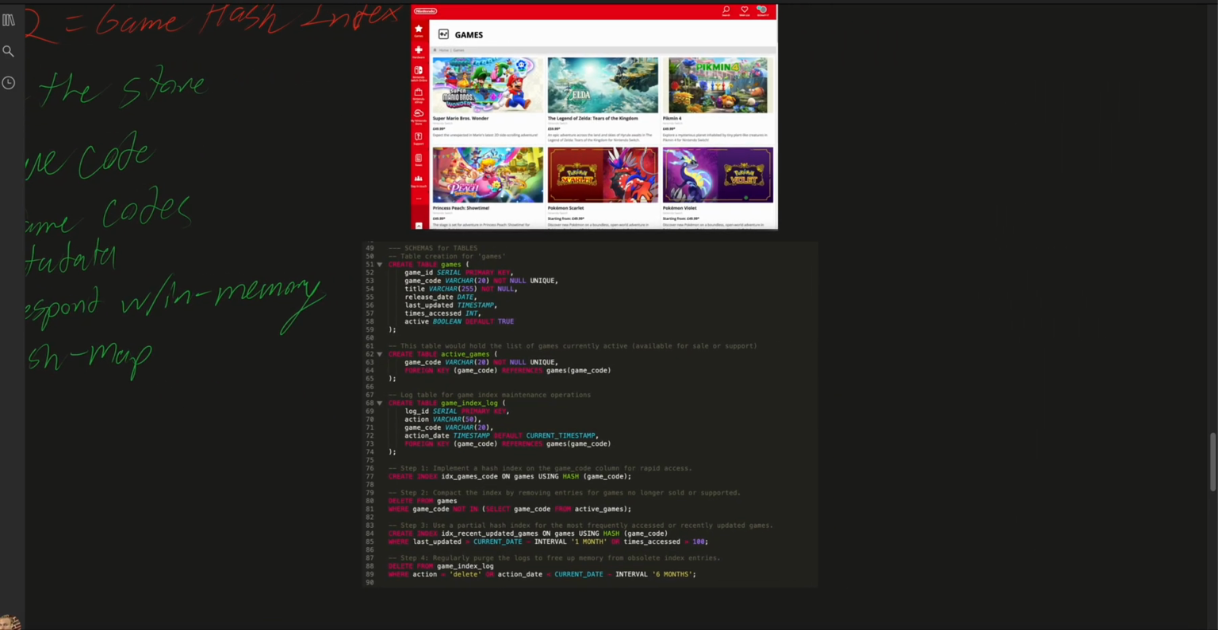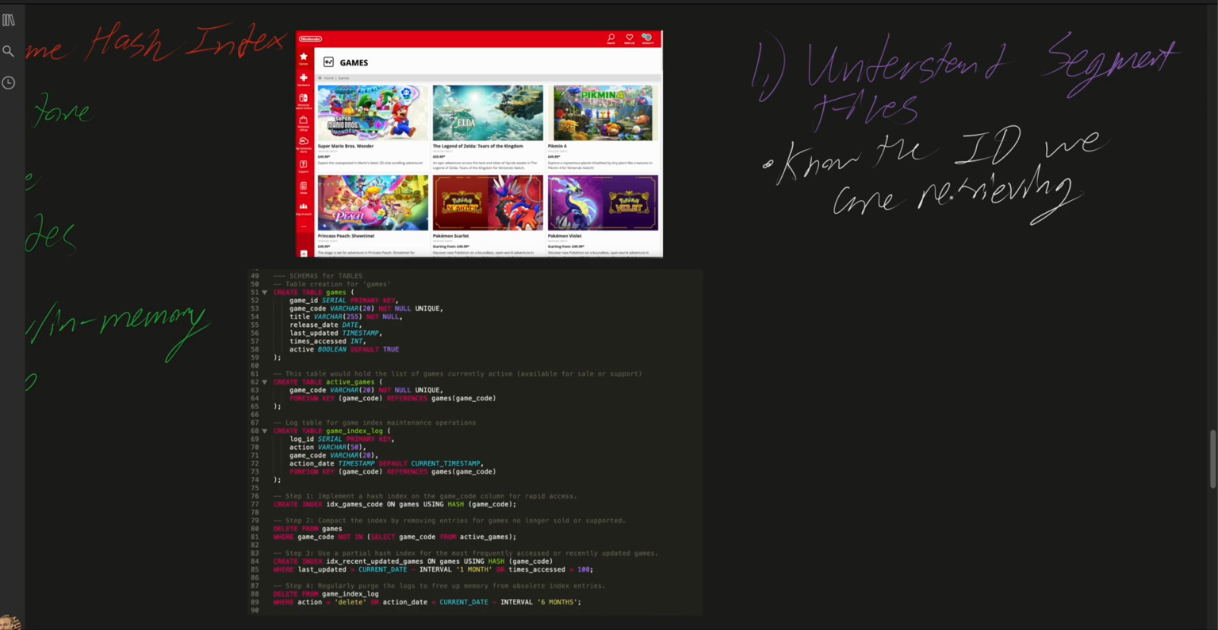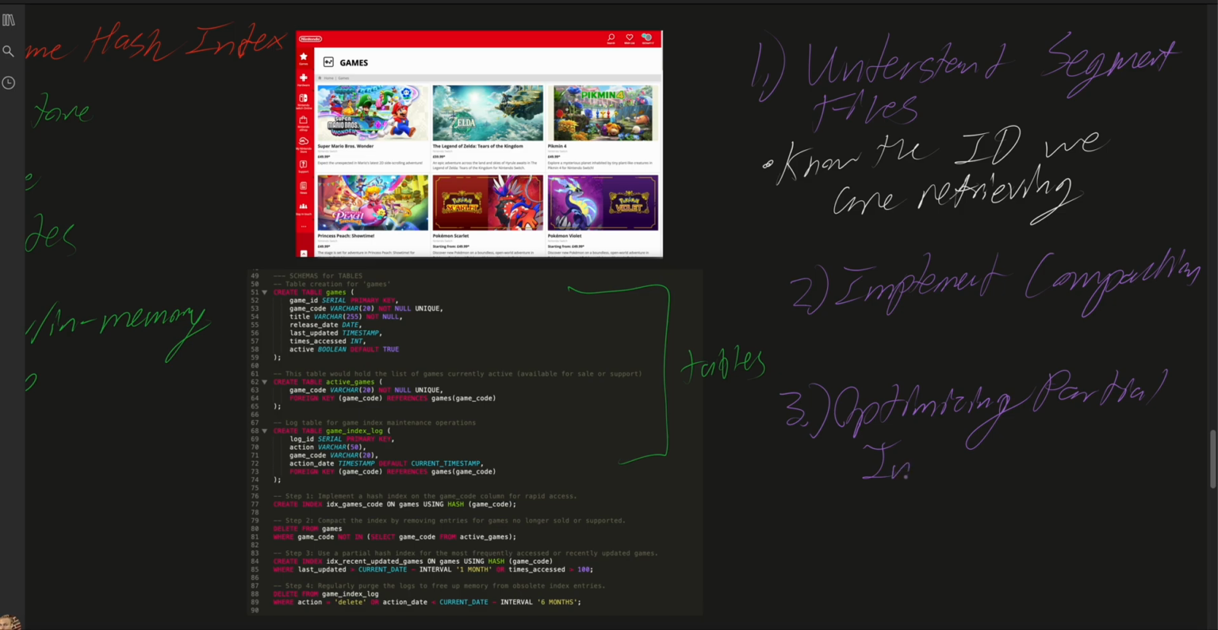So if we were to go over all the steps that we need, it's going to be the same thing that we did before, but to be able to further cement. So 1, we would understand the segment files, which usually means that we need to know exactly the ID. And again, same thing in context. These are our tables. These are our steps needed to be able to implement our hash index. And the second step is implement compaction. Third step being optimizing partial indexes. Then with the fourth one being log cleanup.